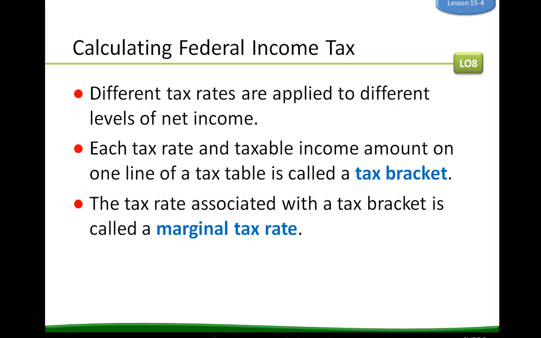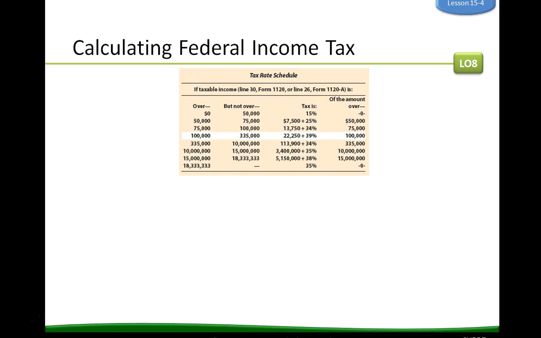Okay, we have different tax rates applied to different levels of net income. There's a chart on the next slide that explains that. Each tax rate and taxable income amount on one line of a tax table is called a tax bracket. Your parents all pay taxes in tax brackets too, depending on what their income is. The tax rate associated with a tax bracket is called a marginal tax rate. So we have the tax rate schedule. These are the tax brackets. And then we have the taxes.